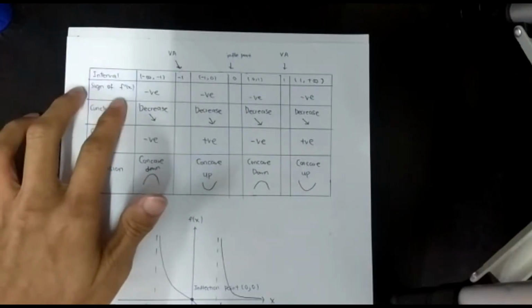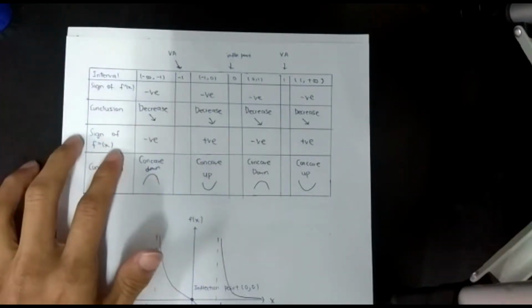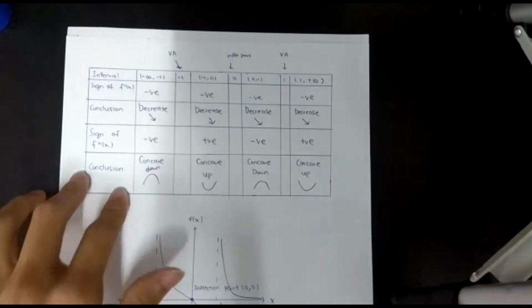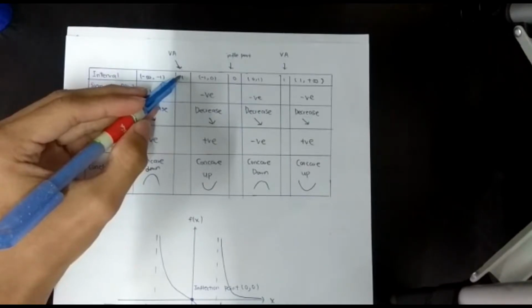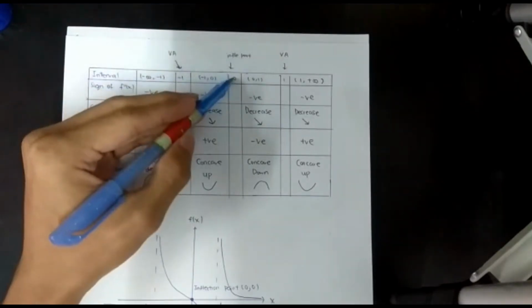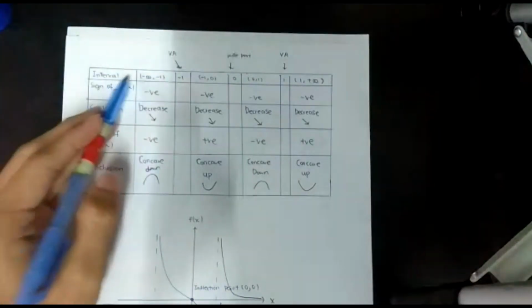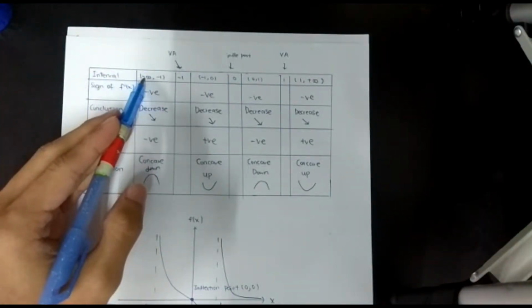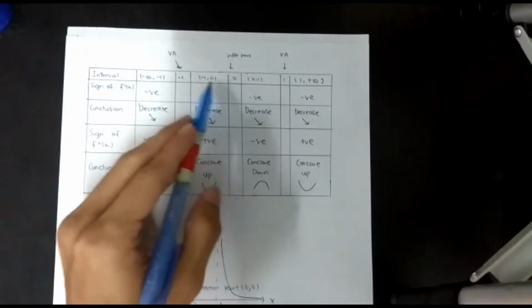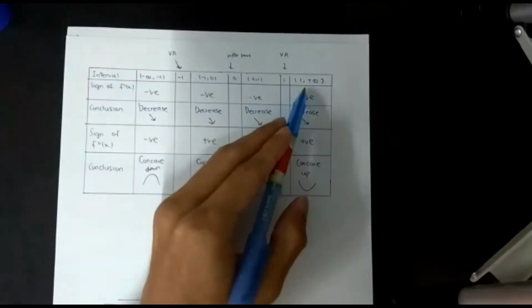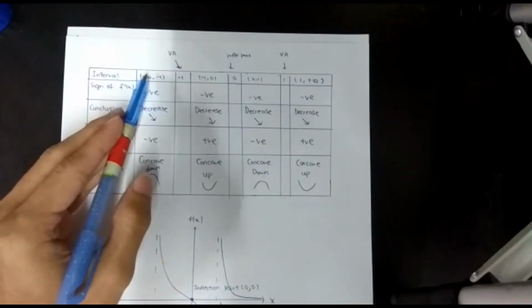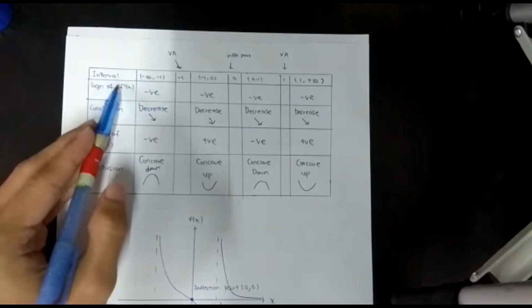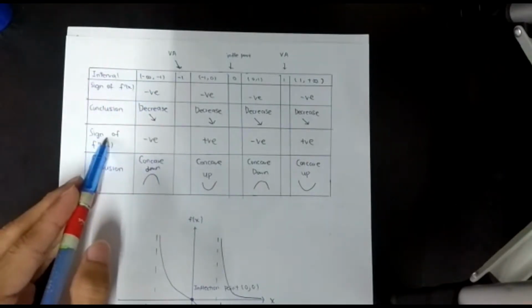We draw the table: the interval, sign of dy/dx, conclusion, sign of d square y over dx square, conclusion. Negative 1 is a vertical asymptote. It's a vertical asymptote, and zero is an inflection point. And we set the intervals from negative infinity to negative 1, negative 1 to 0, 0 to 1, and 1 to positive infinity. Then we select one number in each interval and substitute into dy/dx and d square y over dx square.